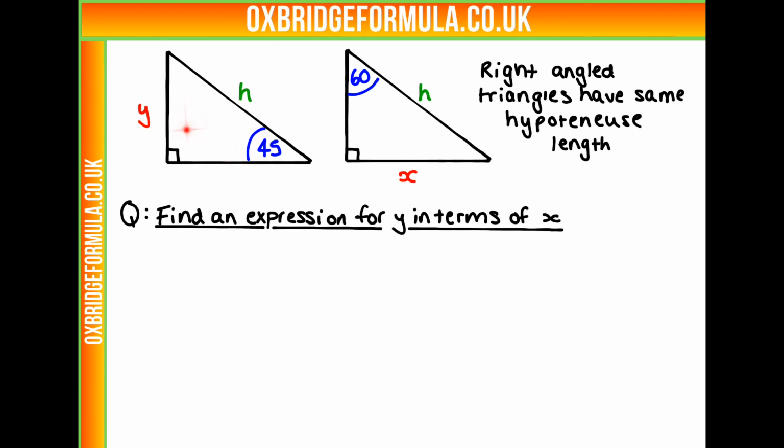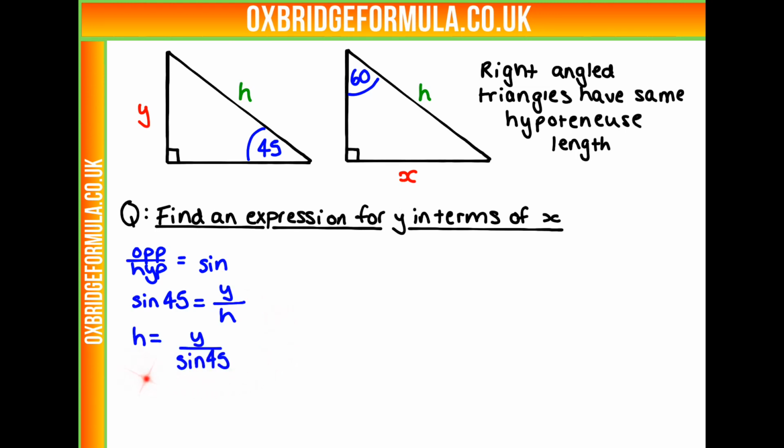Now, we have a right-angled triangle here, so it's probably going to suggest we need to use a bit of trigonometry. So what trigonometric function are we going to need here? Well, we can see we've got the opposite from the angle and we've got the hypotenuse, and that's going to suggest to us that we need to use the sine function. So if we substitute that in, we have sine 45 with our opposite being y and our hypotenuse being h, so sine 45 equals y over h. And if we rearrange for h, we're going to get h equals y over sine 45.